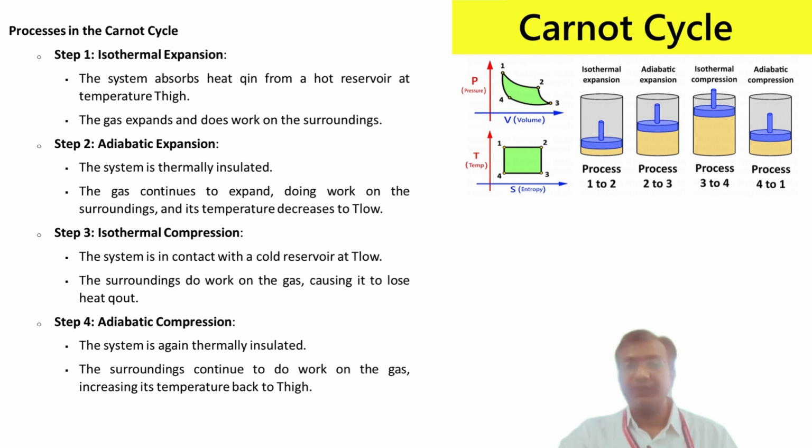Now here, in the summary, if you see, there is an isothermal expansion, where there is heat in, work out. Adiabatic expansion, there is work out and temperature down. Third is the isothermal compression, where work is supplied and heat is taken out. And fourth is the adiabatic compression, where work is supplied and temperature is increased. Now this completes the cycle, and the system is ready to repeat this process.